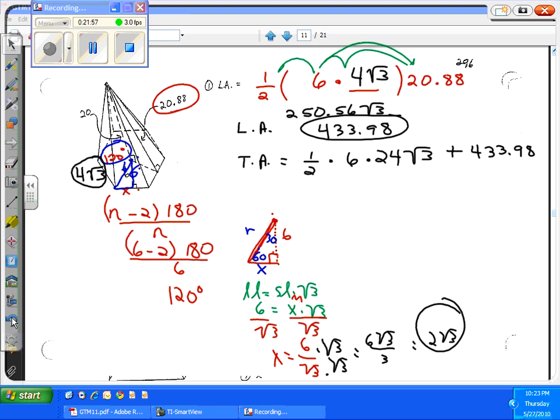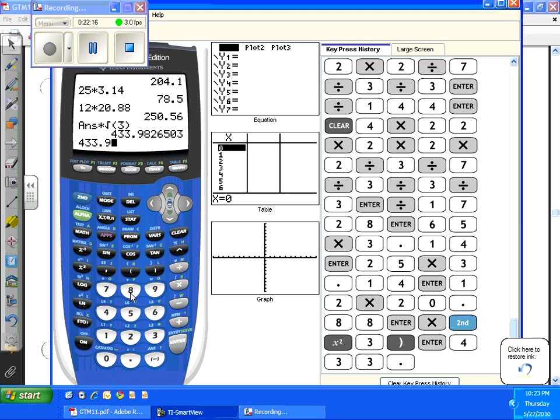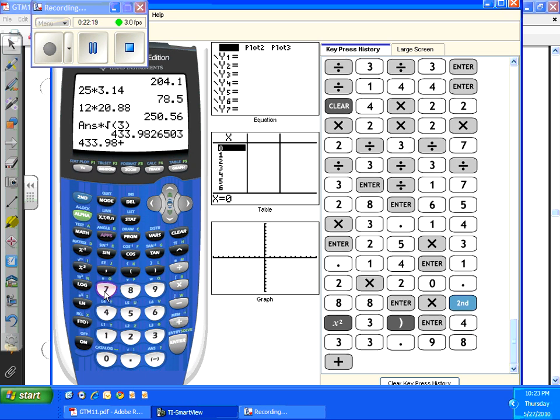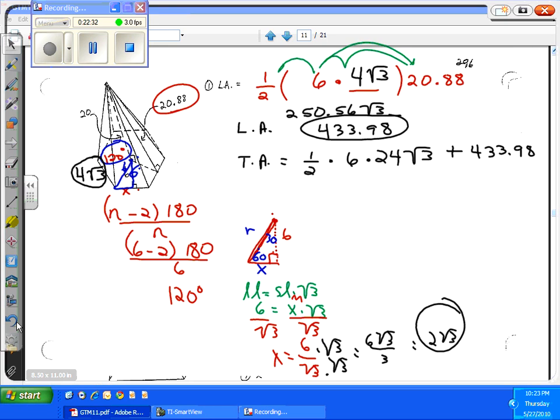So 1/2 of 6 is 3. 3 times 24 square roots of 3. We'll just go ahead and do all of that. So we're going to have 1/2 of 6 is 3. 3 times 24 is 72. 72 square roots of 3. So 433.98 plus 72 square roots of 3. We're going to take it as a decimal. 558.69. 558.69 for total area.